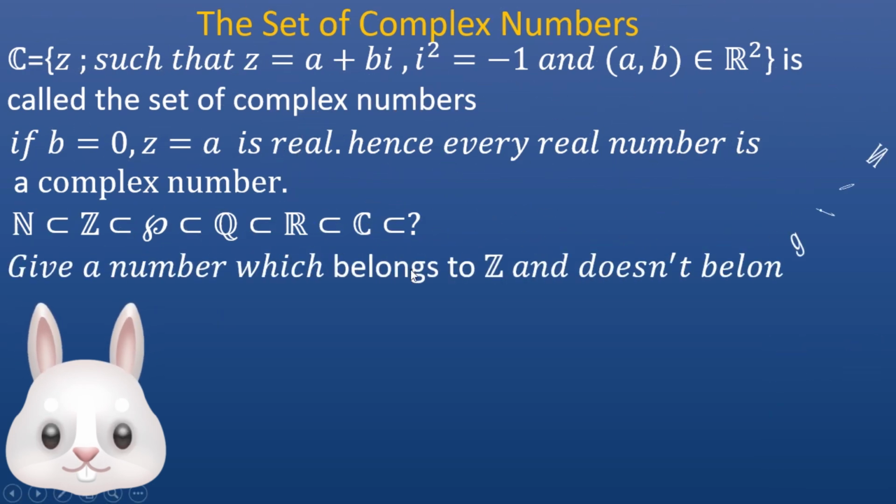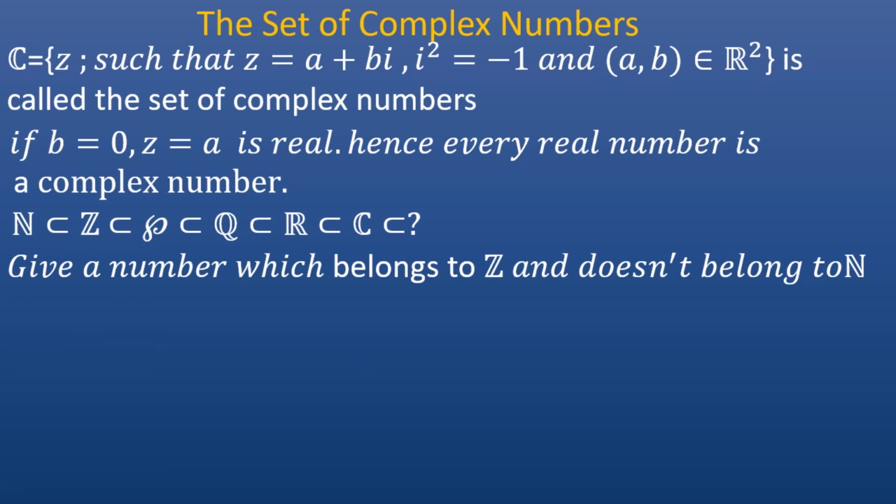Give a number which belongs to Z and doesn't belong to N. We have many numbers belonging to Z and not belonging to N. For example, minus 5 belongs to Z and minus 5 does not belong to N.